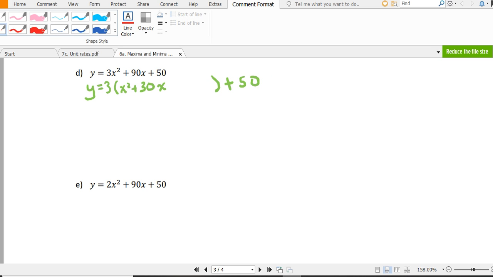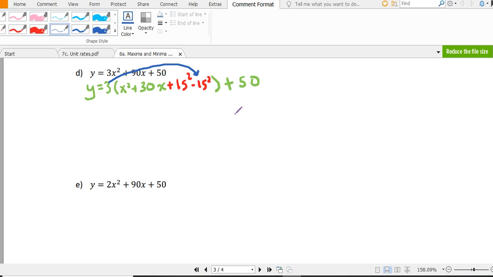Okay. Now I'm doing that just to save space because I know I need to add whatever half of 30 is squared and then minus 15 squared. Now, next step, I know I need to bring out, let me use blue for this, I need to bring out the 3 and whatever this last term is, the negative 15 squared.